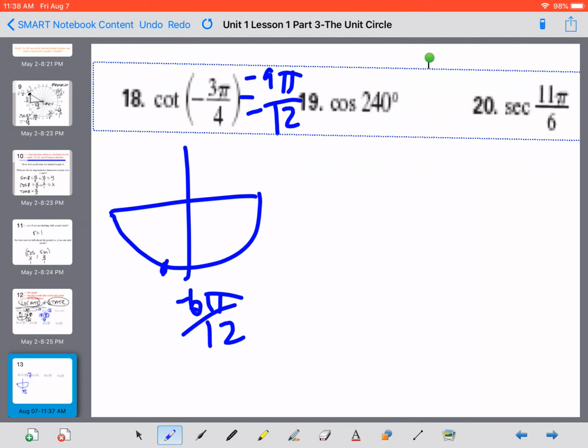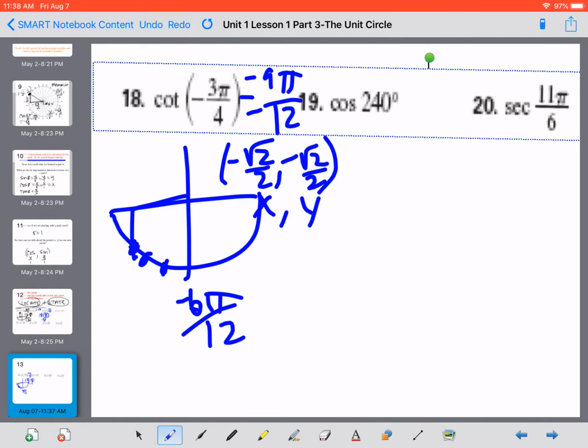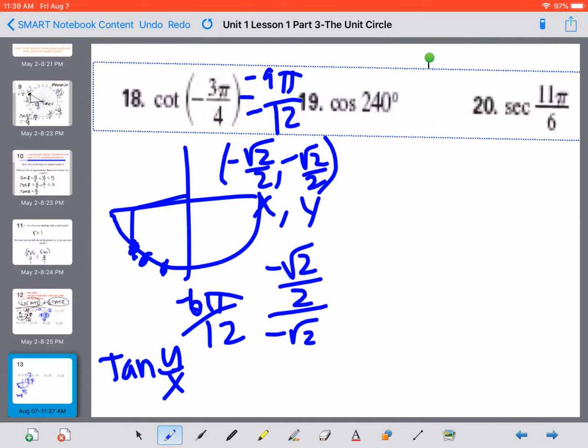So negative 6, 7, 8, 9. All right, friends, you're at that middle point, right? So that means that coordinate is negative root 2 over 2, negative root 2 over 2. So my x coordinate and y coordinate are the same. So I know that tangent is defined as y over x. That means cotangent has to be x over y, and I can't go wrong in this problem, and I get 1 as the exact value.